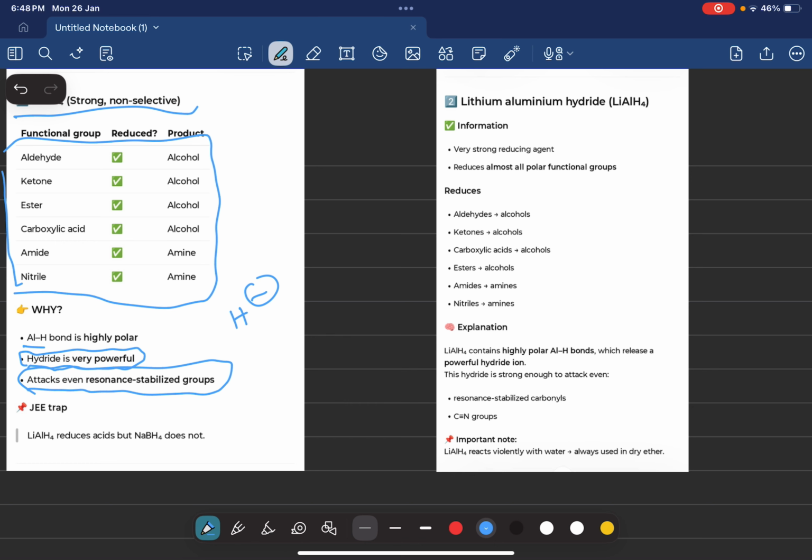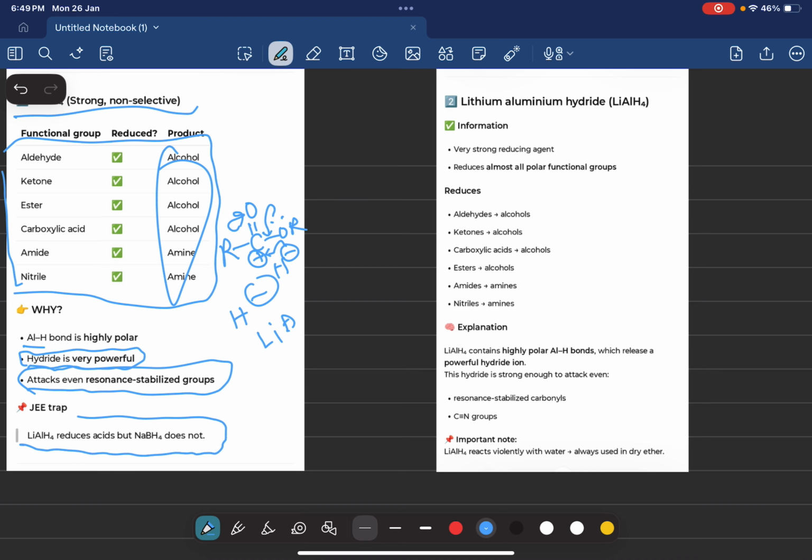Meaning, before resonance, you can see RCOOR, before the pi electrons shift here, the formed positive charge accepts H minus ion. That means LiAlH4 will produce H minus faster, before resonance. That's why it even reduces these things, right? And coming to the next, LiAlH4 reduces acids, but NaBH4 doesn't. You can also add the same points.